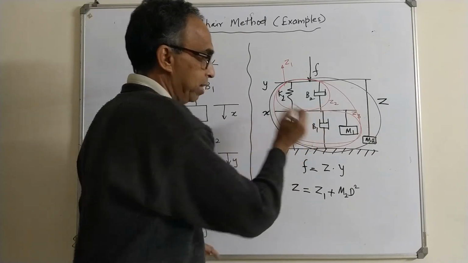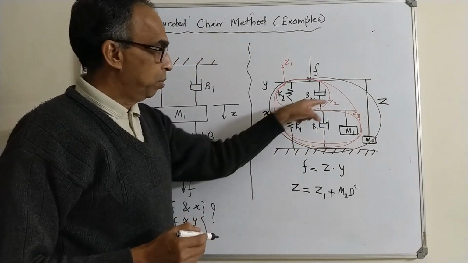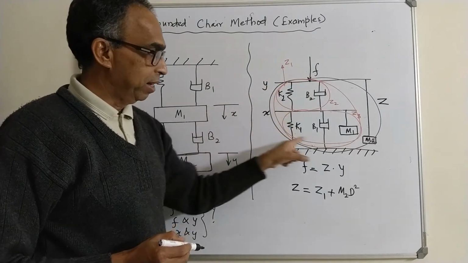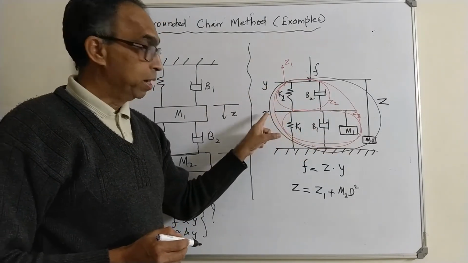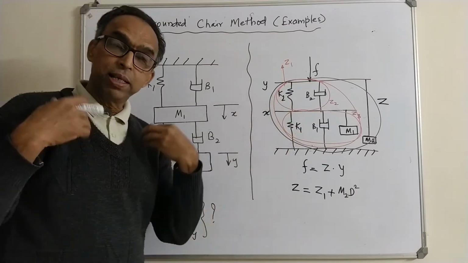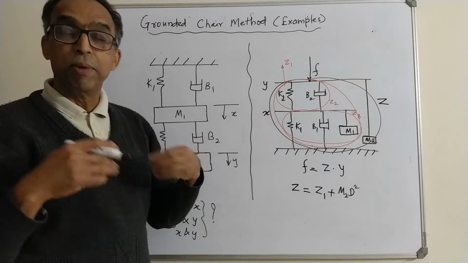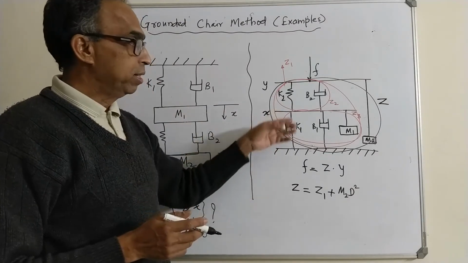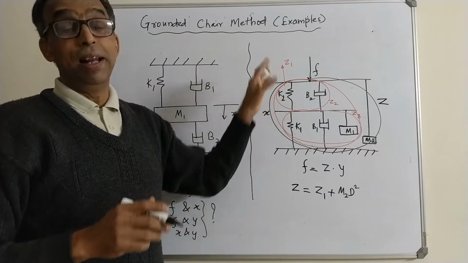Now, how are Z2 and Z3 related? Z2 is experiencing displacement Y and Z3 is experiencing displacement X. So both Z2 and Z3 are experiencing different displacements. When the displacements are different, what is the outcome? We call these elements parallel elements.